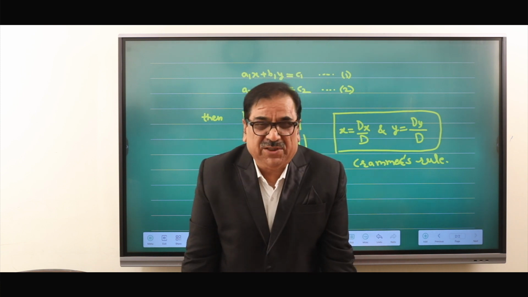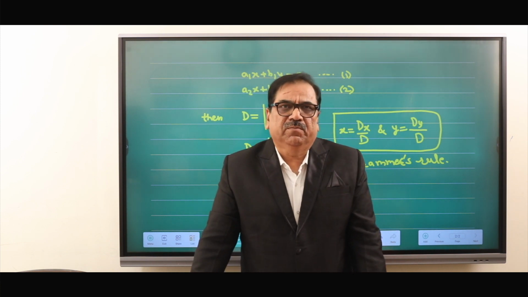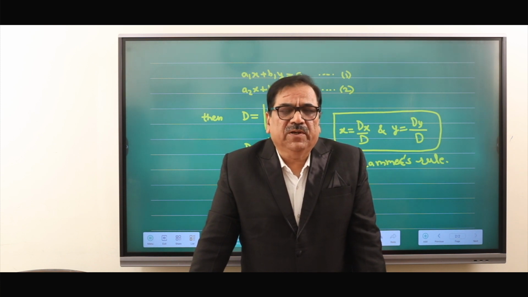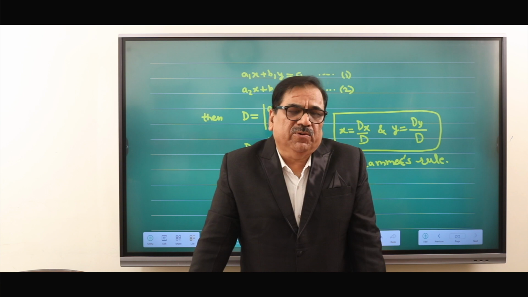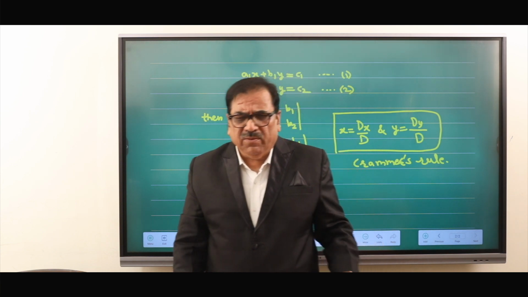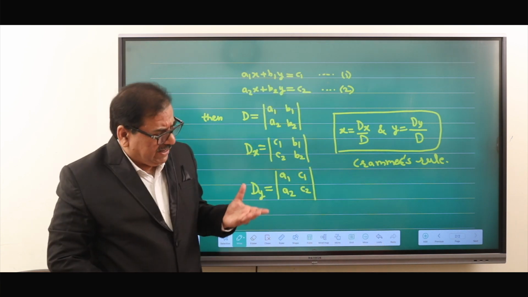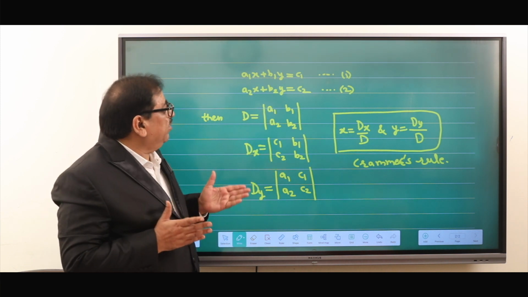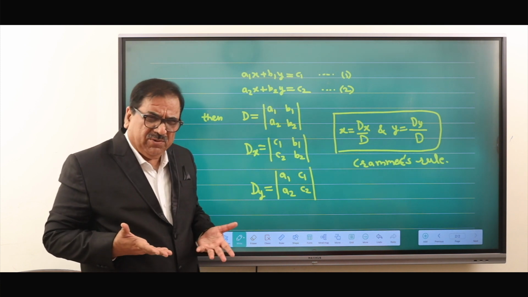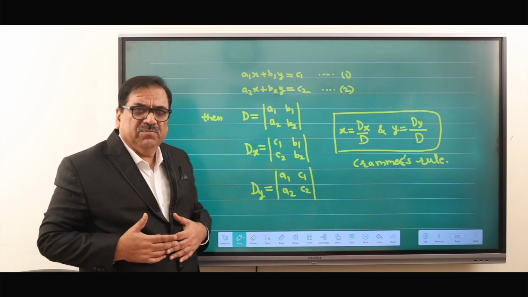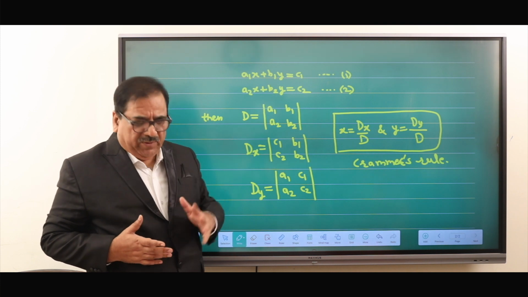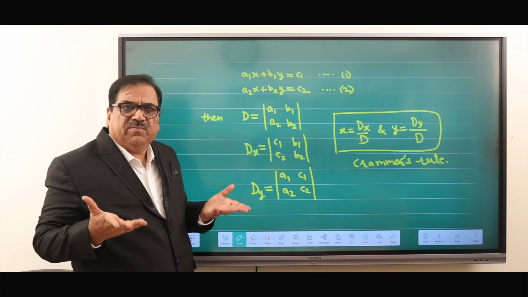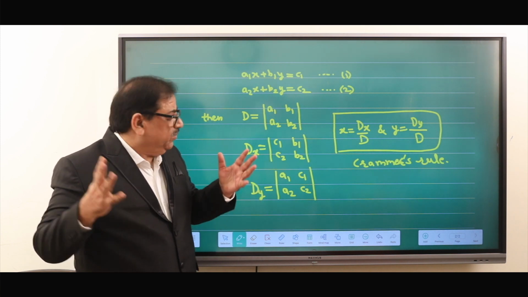I will explain it again once. There are two simultaneous equations. A1x plus b1y is equal to c1. A2x plus b2y is equal to c2. Remember, you can write equations like a1x plus b1y plus c1 is equal to 0, a2x plus b2y plus c2 is equal to 0, but I have written in this form. So take this form in your mind. a1x plus b1y is equal to c1, a2x plus b2y is equal to c2.